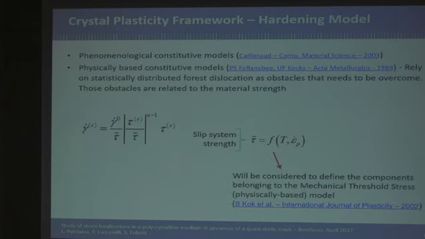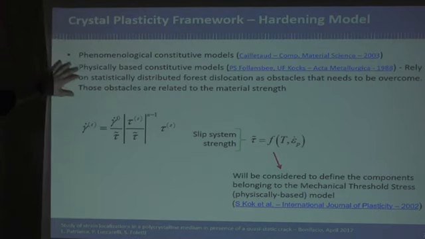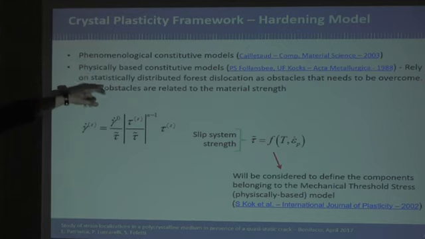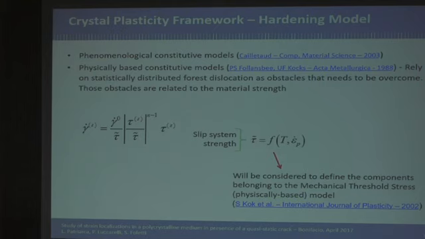Now, in order to predict this slip system strength, there are different models in the literature. They are basically classified in two categories. One is the phenomenological constitutive models, and the other ones are more complex because they are more physically oriented. So they are called physically based constitutive models, and they account for microstructural effects. Basically, as written here, they are based on the fact that dislocations need to overcome obstacles in order to produce plasticity at the micro scale. Now, very quickly, these are the parameters that we needed to estimate for our material. And as a general statement, the slip system strength depends on the temperature.